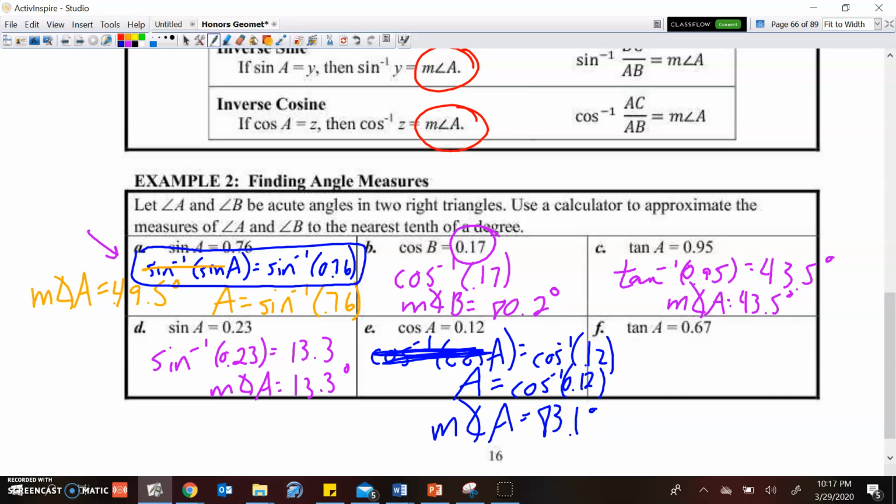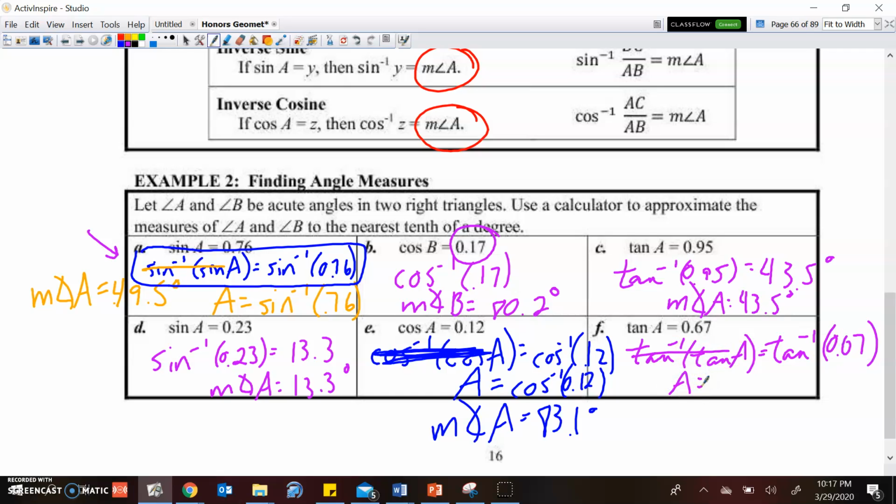All right, we have one more left, and again, I'll just set it up here because we haven't done a tangent setup yet. For this one, I would take the tangent inverse of the left side, which is the tangent of A, and then I would have to do the same thing on the right side. The tangent inverse of 0.67. These cancel, so I'm left with angle A.